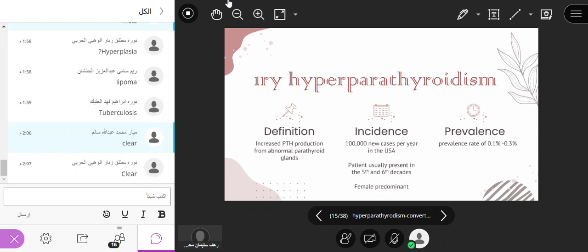Now I'm going to talk about hyperparathyroidism. I will begin with primary hyperparathyroidism. By its name, primary, it is due to a problem or abnormality in the parathyroid gland, which causes an increase of parathyroid hormone production. Its incidence is 100,000 cases in the USA yearly, and it's usually in the 50 to 60 age decades, and it's female predominant, unfortunately. Prevalence is 0.1 to 0.3.